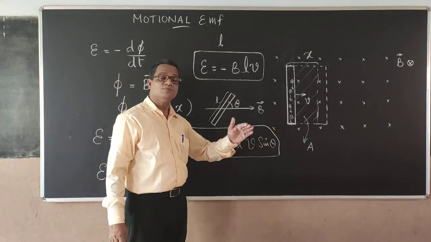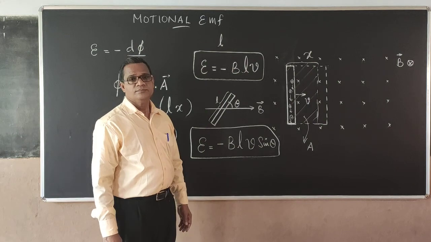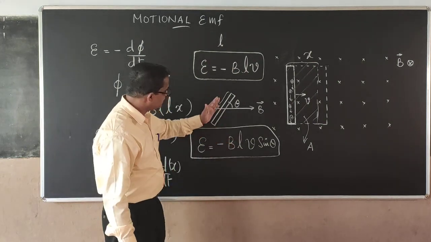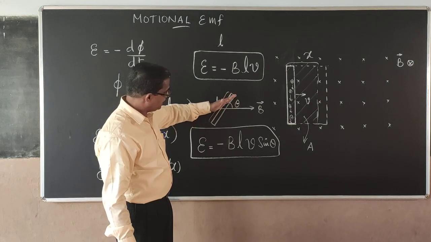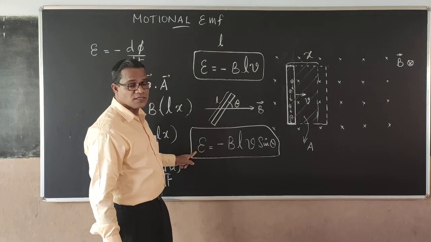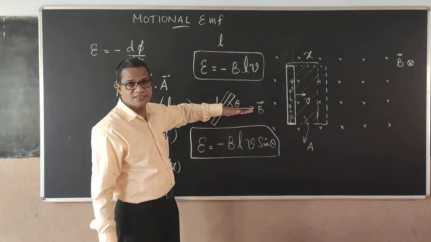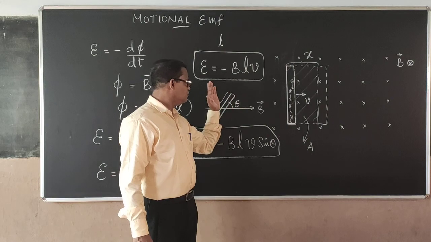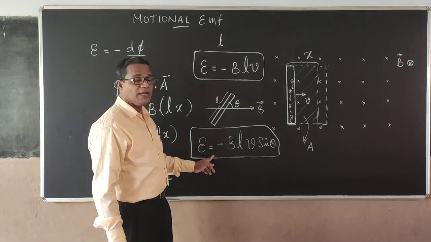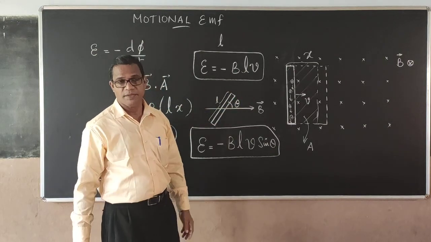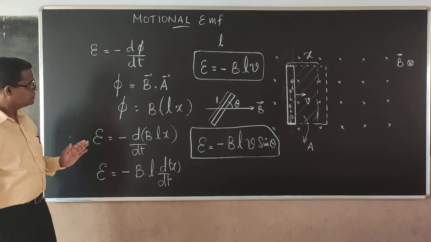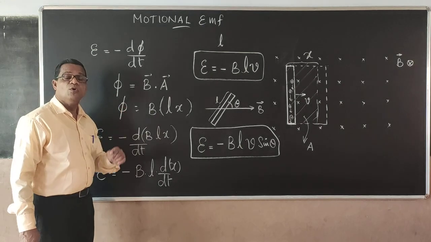And this sin theta is obtained from the Lorentz magnetic force. And you can find that if this conductor is aligned parallel to the field, the induced EMF is 0 because there is no flux linkage. And if it is exactly perpendicular like this, then the maximum induced EMF is obtained. So this is what we can say about motional EMF.